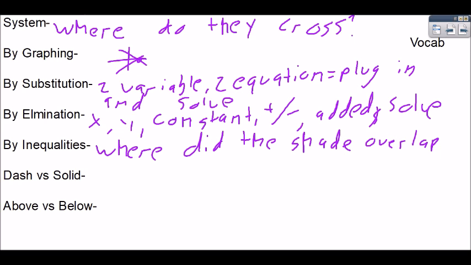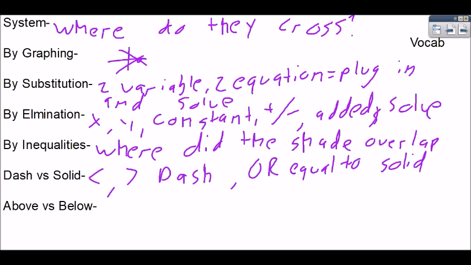Dashed versus solid, that meant was it just less than or equal to? That means dashed. If it was or equal to, it meant solid. Above versus below, if it was greater than or equal to, it was above. If it was less than or equal to, it's below.